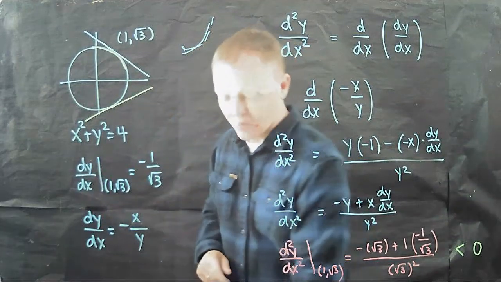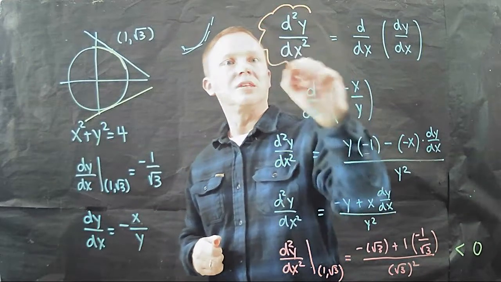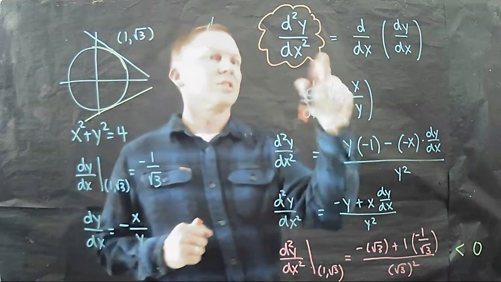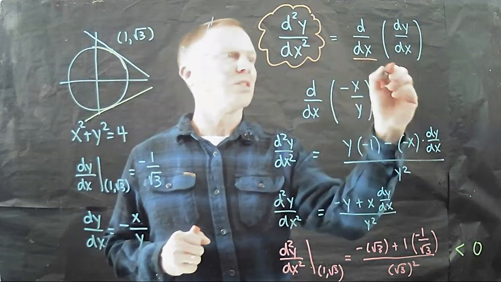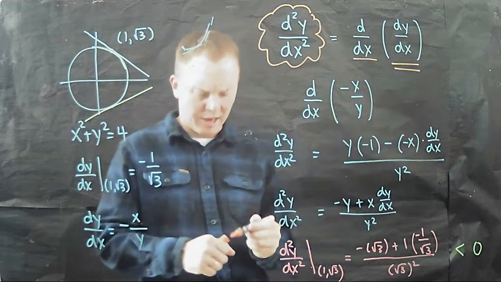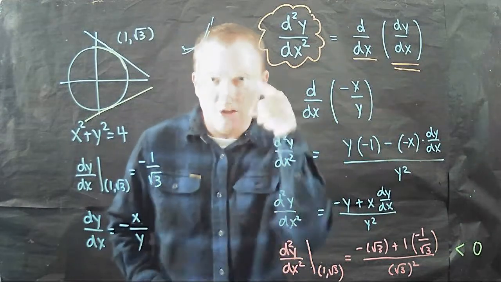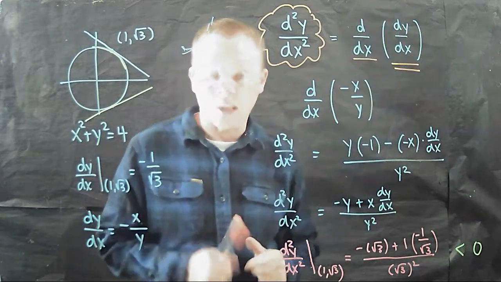I'm introducing this to you right now, and we're going to come back to this over and over and over again, because when you see this, what I really want you thinking about is that this is the derivative with respect to x of dy dx. Remember, when you see d over dx, that's like a command: take the derivative, with respect to x, of whatever is next to it.